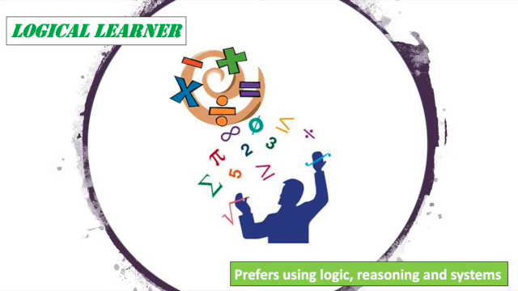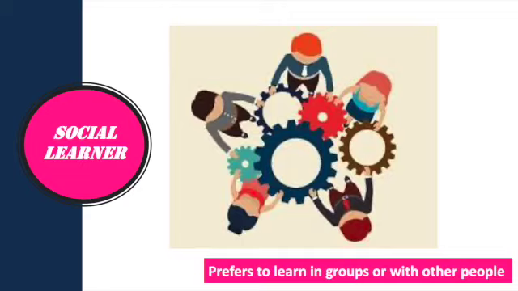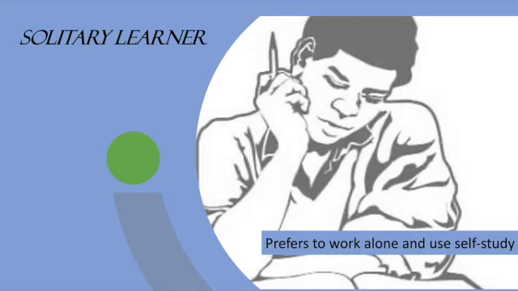Logical learner prefers using logic, reasoning, and systems. Social learner prefers to learn in groups or with other people. And lastly, the solitary learner. The solitary learner prefers to work alone and use self-study.